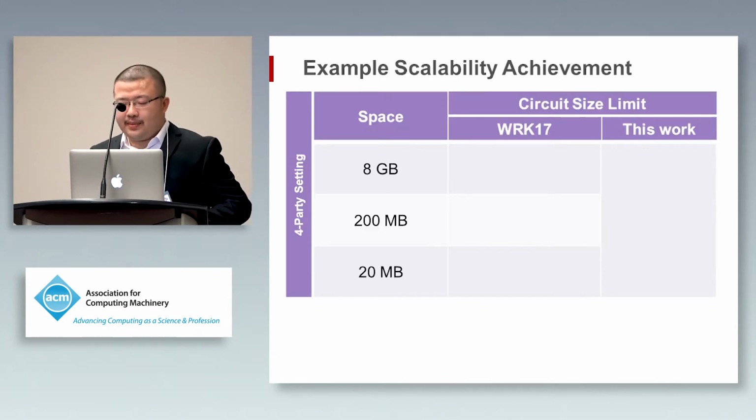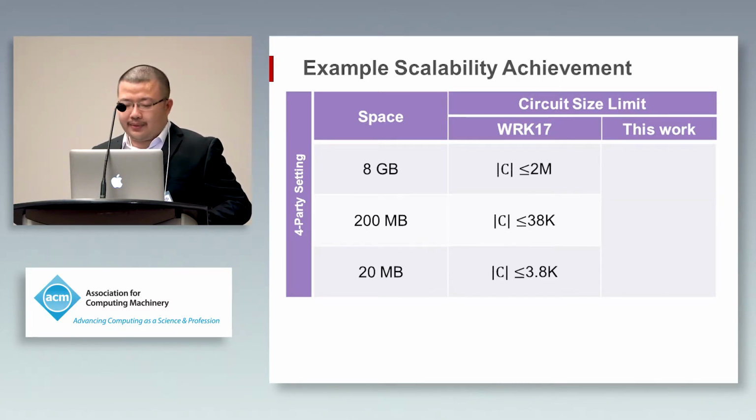Here are some examples demonstrating the scalability of nanoPI. Without loss of generality, we focus on the 4-party setting. The scalability of the original WRK protocol is quite limited. There's a 2 million gate cap even with an 8 GB space budget. If the space budget is shrunk to 200 megabytes, the gate cap is reduced to only 38,000. This is not enough for SHA-256.